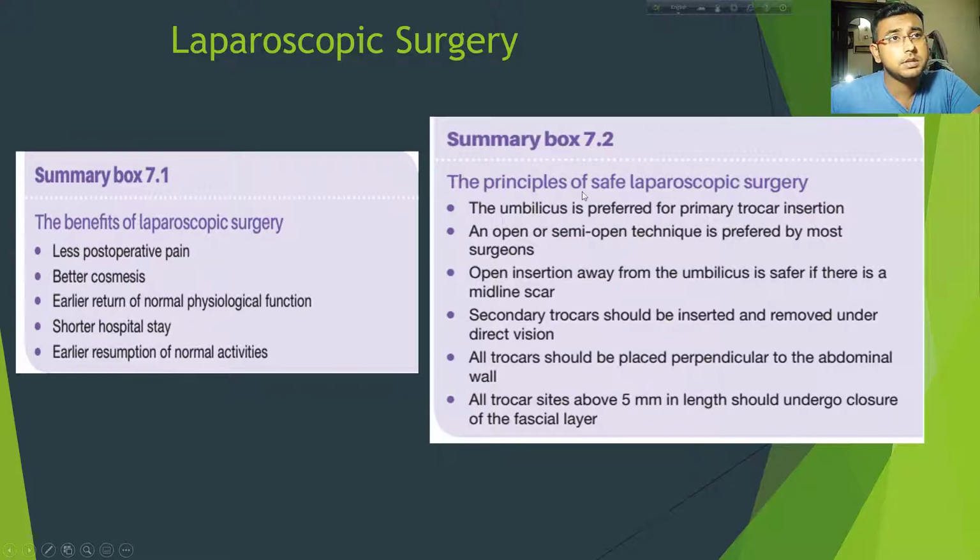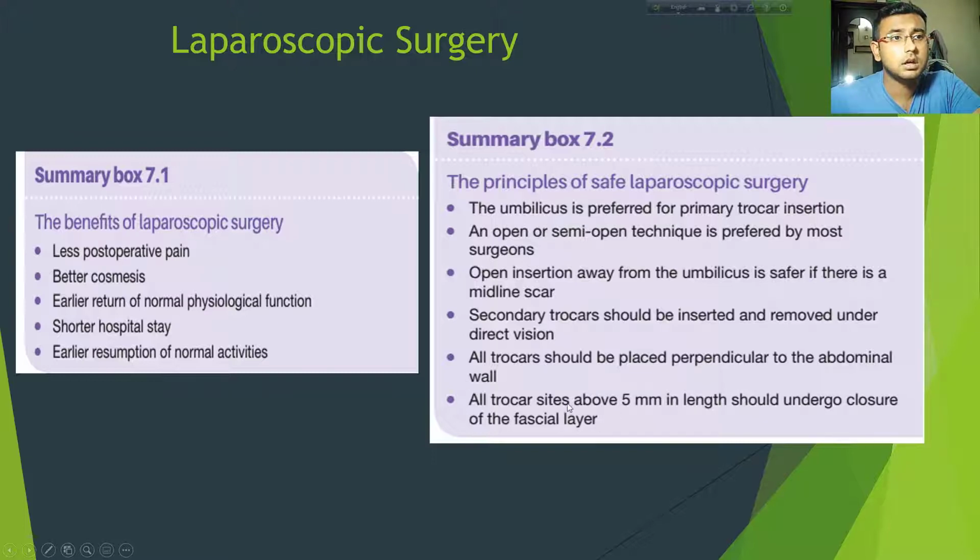There are some principles followed for any laparoscopic surgery. The umbilicus is preferred for the primary trocar incision, and the open and semi-open techniques are preferred by most surgeons. Open insertion away from the umbilicus is safer if there is a midline scar. Secondary trocars should be inserted and removed under direct vision. All trocars should be placed perpendicularly, that is, perpendicular to the abdominal wall.